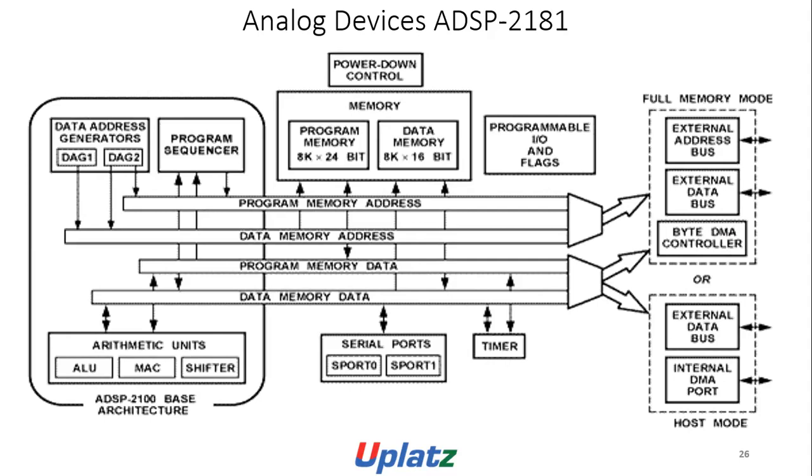data memory data, arithmetic units connected to data, ALU, MAC, shifters, which in turn are connected to program memory data, and to the program sequencer and programmable I/O and flags, data memory, program memory of 8K by 24 bit and 8K by 16 bit, power-down control, and data address generators DAG1 and DAG2 connected to program memory address and data memory address.